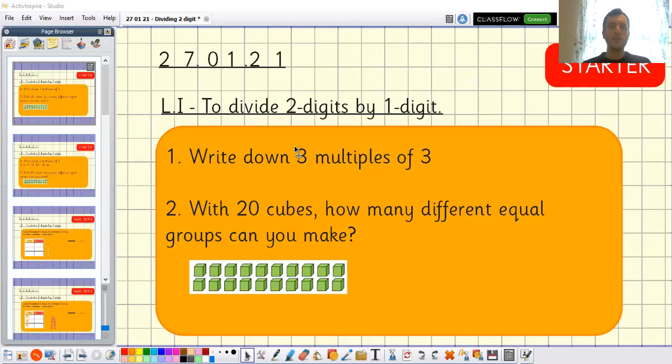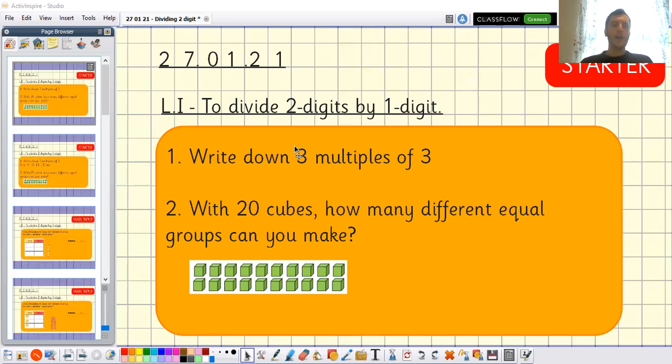Today, from our learning intention, you can see we're going to continue dividing two digits by one digit, a bit like we did yesterday, and there may still be some remainders, and there may be some regrouping today as well. So it's going to be a little bit more challenging than yesterday, but we'll use some similar methods to help us.